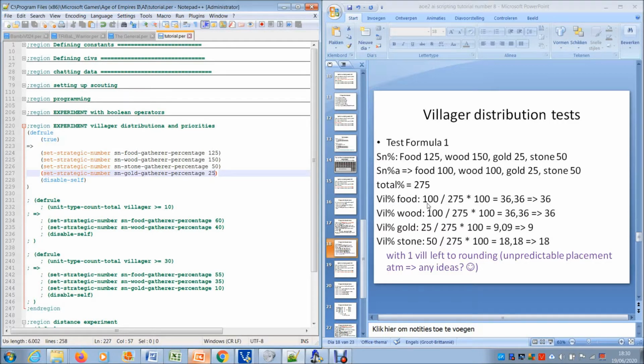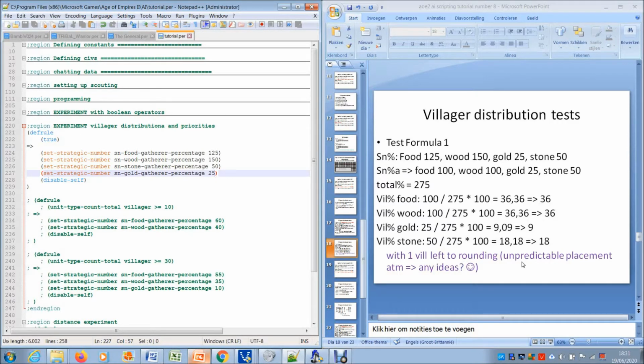This means that 100 for food divided by the total, times 100, equals 36.36, rounded 36. The same for wood, also 36, even though wood is 150 and food is 125. We're expecting the same number of villagers for food and wood. Gold, 25 divided by 275, is 9. Stone, 50 divided by 275 times 100, equals 18, with one villager left over from rounding, and that one villager is placed unpredictably.